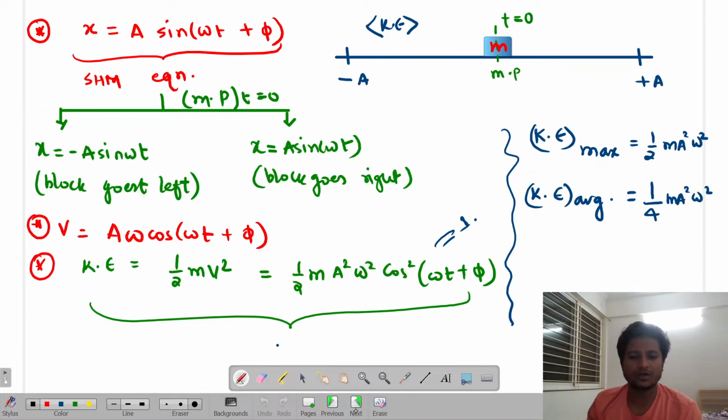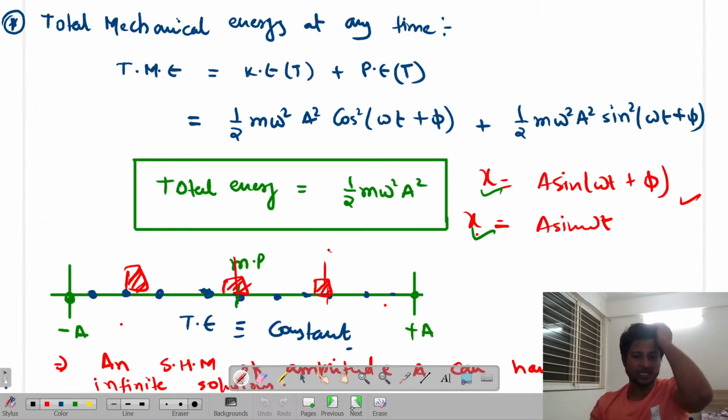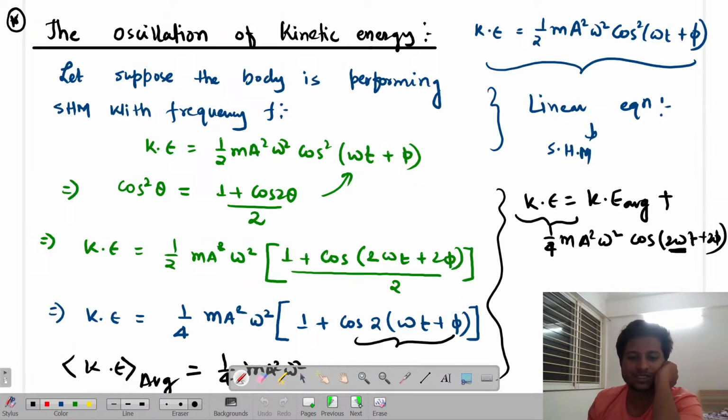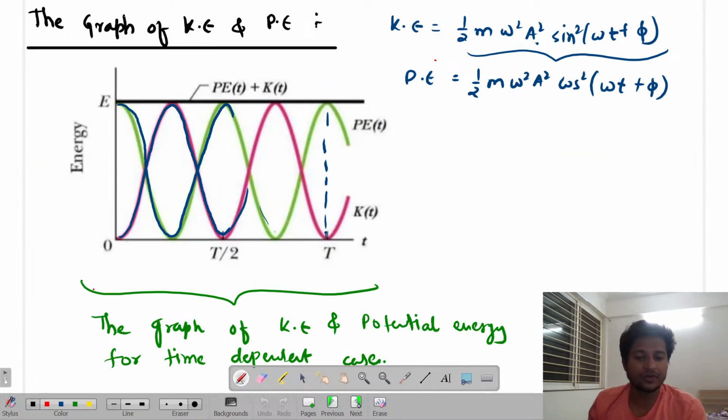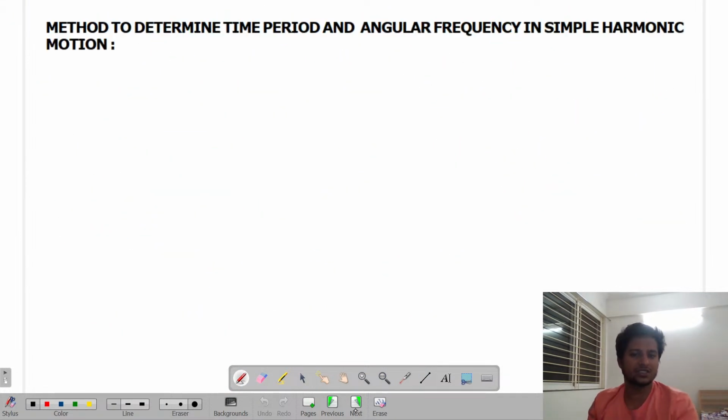So today we are going to start with, see, as we were able to write the time period equation, as we were able to write all these kinds of equations, now we'll move on to something which we call writing the wave equation, meaning angular frequency equation. This is one of the most important things of this particular chapter. Like how to determine the time period and angular frequency in simple harmonic motion. Is that clear or not?